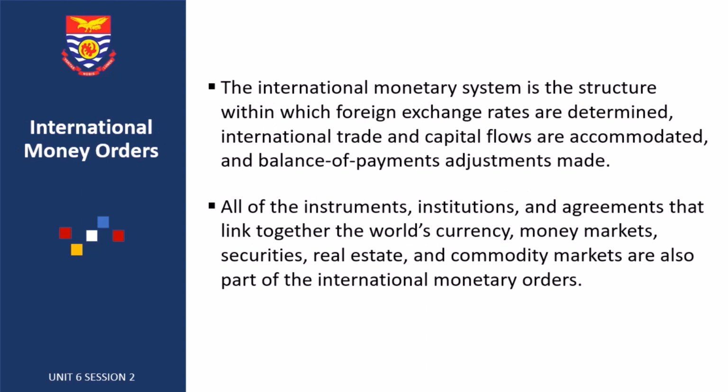Then we look at international monetary orders. The international monetary system is a structure within which foreign exchange rates are determined, international trade and capital flows are accommodated, and balance of payments adjustments are made. So all of these instruments, institutions, and agreements that link together the world currency, money market, securities, real estate, and commodities markets are also part of the international monetary orders. How the exchange rate works and everything is an international monetary order.